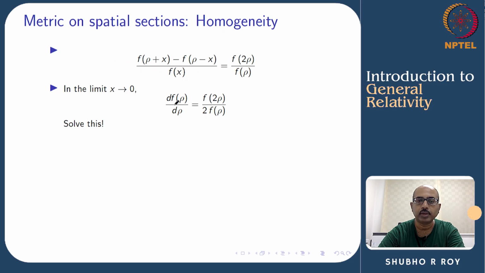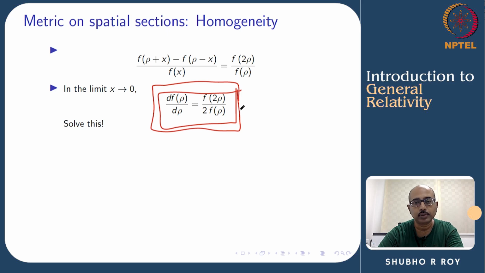By taking this limit, we get a differential equation for f of rho. So f of rho, which was unknown, homogeneity gives you a differential equation which f has to obey. And once you solve this, you get to know the full metric. Okay? So isotropy gave us a form in which f was unknown, and then homogeneity led us to a differential equation for f. If we determine this, we're basically done.